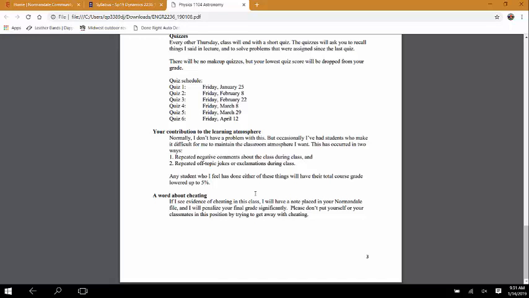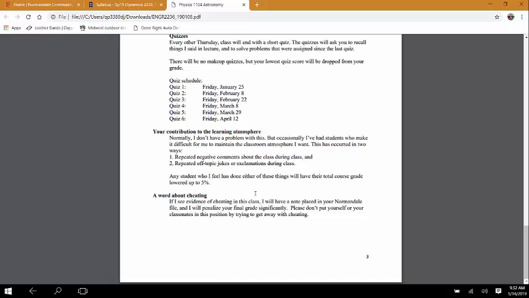I do want to say this. So your contribution to the learning atmosphere, like it says there, normally I don't have a problem with this. Very rarely have I ever had a problem with this. And I like to keep the atmosphere in class friendly and light, and joke around or whatever. But I have had a time or two where there was a student who was just regularly disruptive.